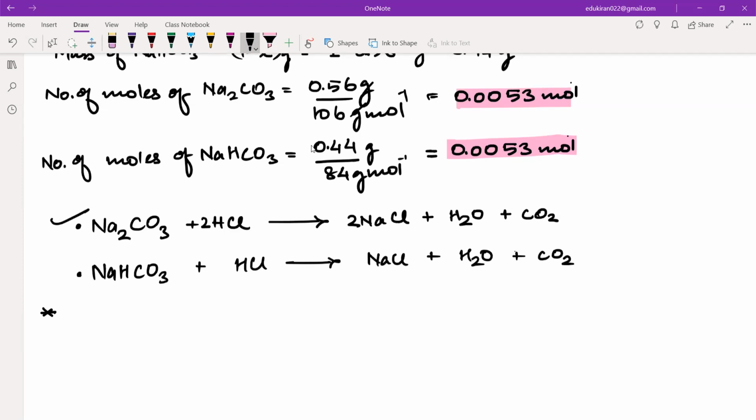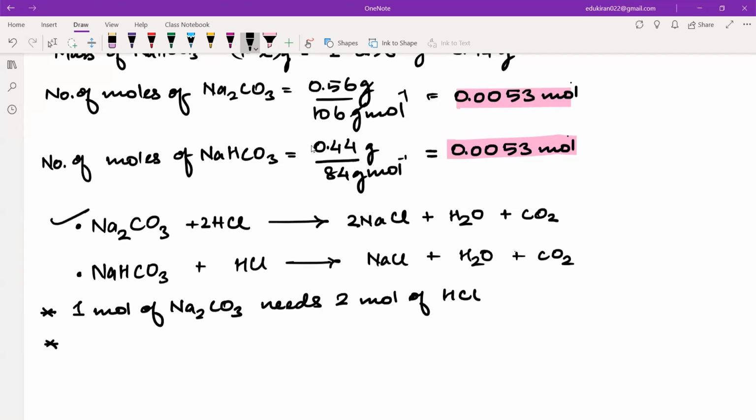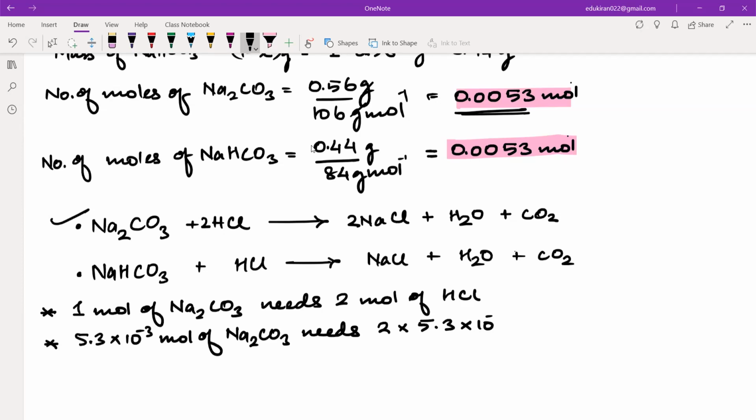Now, what is a need statement? Need statement means 1 mole of Na2CO3 needs 2 moles of HCl. That means double. Now, how many moles of Na2CO3 do we have? We have 0.0053. So write 5.3 into 10 to the power minus 3 moles of Na2CO3 needs 2 into the same amount, twice, right? Yes or no?